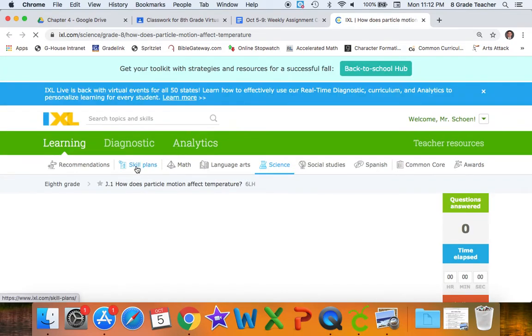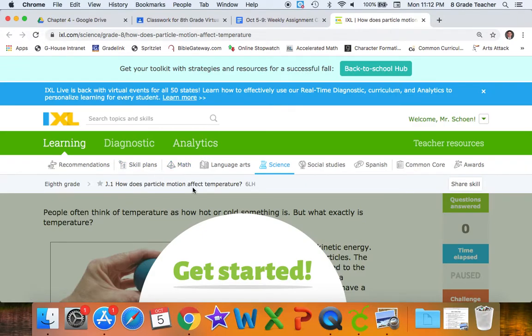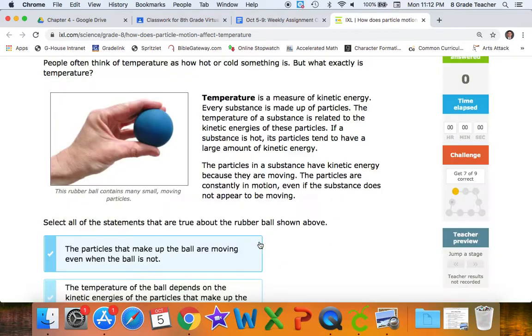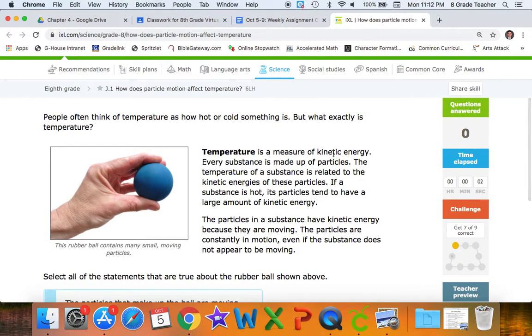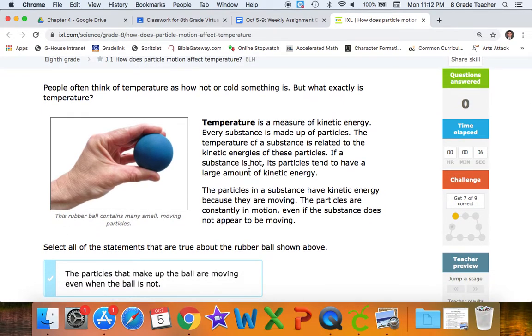J.1 says, how does particle motion affect temperature? How does the motion of the particles in something affect the item's temperature, which then probably relates to the state that it's in, in terms of being a solid, liquid, or gas and the properties that it might have. Remember that temperature is a measure of kinetic energy. Every substance is made up of particles. The temperature of a substance is related to the kinetic energies of these particles.